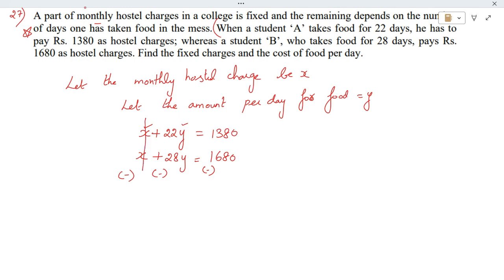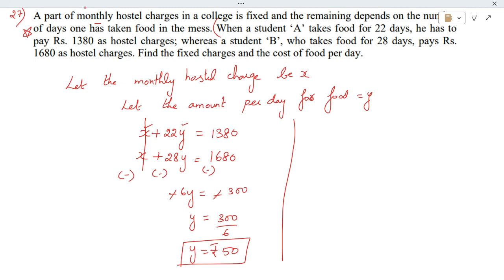So I'm just cancelling this after changing sign. 22y minus 28y is minus 6y. So what I'm doing, I'm subtracting the two equations, right? Equal to minus 300. So minus and minus on both sides get cancelled. So y is equal to 300 by 6. So y is equal to 50. So the charge for food per day is rupees 50.